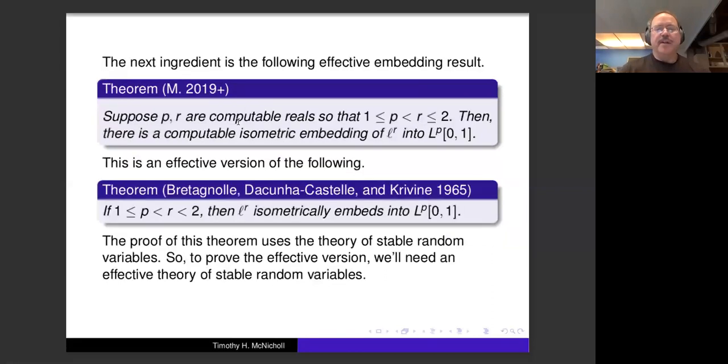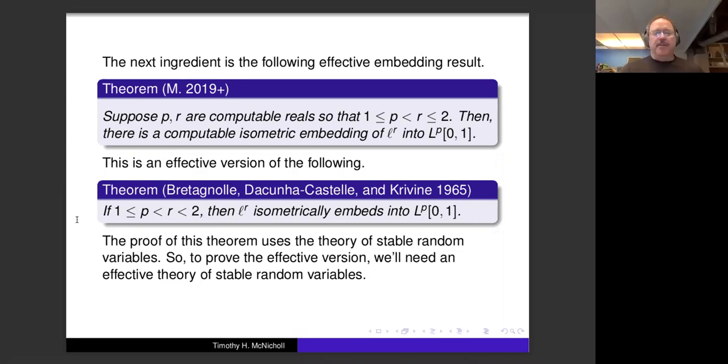The next ingredient is we're going to need an effective embedding result. Specifically, if p and r are computable reals, so that p is at least 1, less than r, less than or equal to 2, then there's a computable isometric embedding of little l^r into L^p[0,1]. Now, where's this coming from? Well, it's an effective version of a famous result due to McNicholl, Cassel, and Cravine, which just says little l^r isometrically embeds into L^p[0,1] when p is less than r, less than 2.